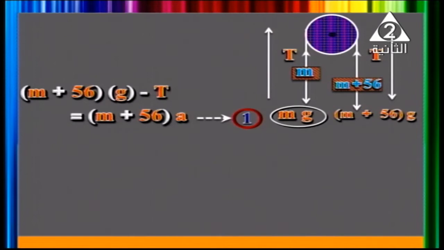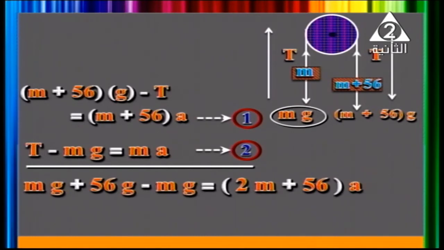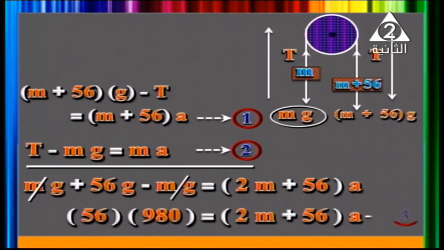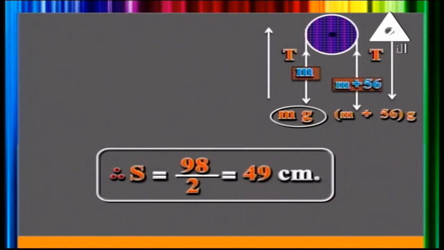The second equation: T minus mg equals ma. From the first and second equations, we solve these two equations and deduce that mg plus 56g minus mg equals (2m plus 56) multiplied by a. Then, my dear student, we find the value of acceleration by using the third equation, s equals 98 over 2 equals 49 centimeter.